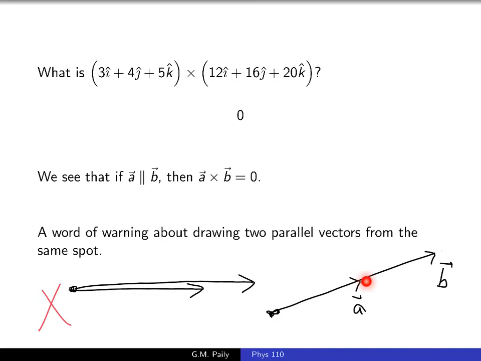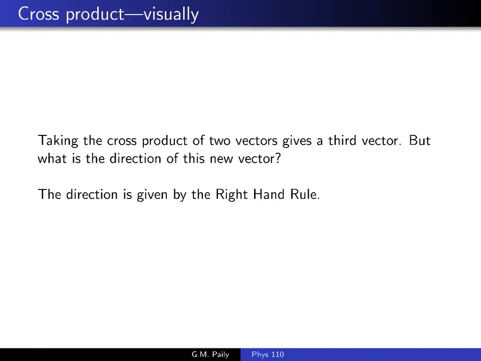Vector B extends from here to here, all the way. We have talked about the magnitude of the cross product, but we know that the result of a cross product is a vector. What about the direction of this new vector? The direction is given by the right-hand rule.